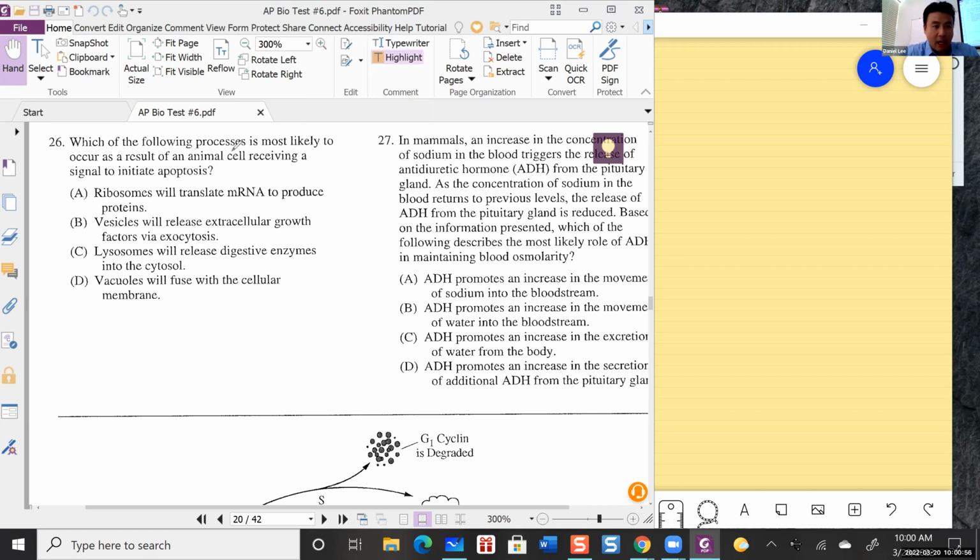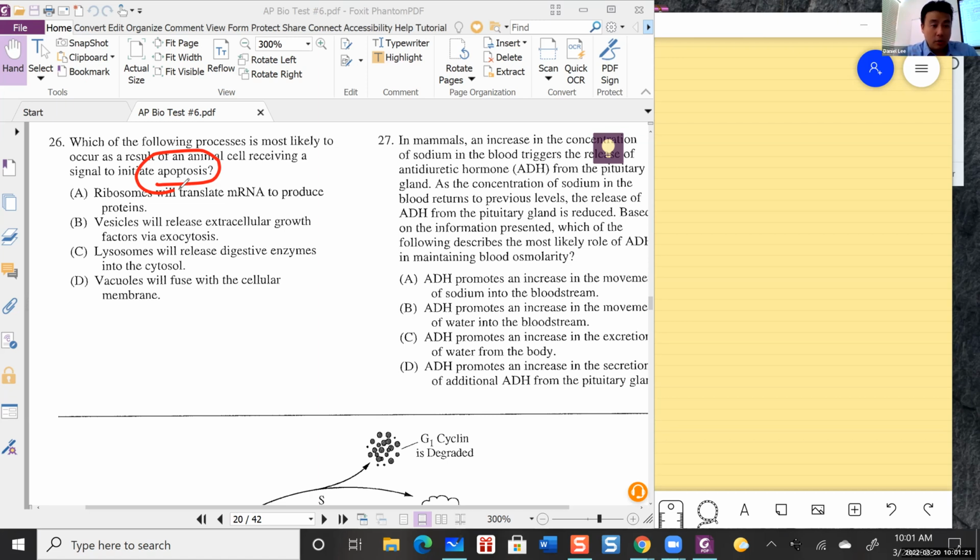26. Which of the following processes is most likely to occur as a result of animal cells? So this is a different question. Animal cells have a signal to apoptosis. So you have to know what apoptosis is. Apoptosis is a good process that causes a cell to die on its own. It's programmed cell death, right?